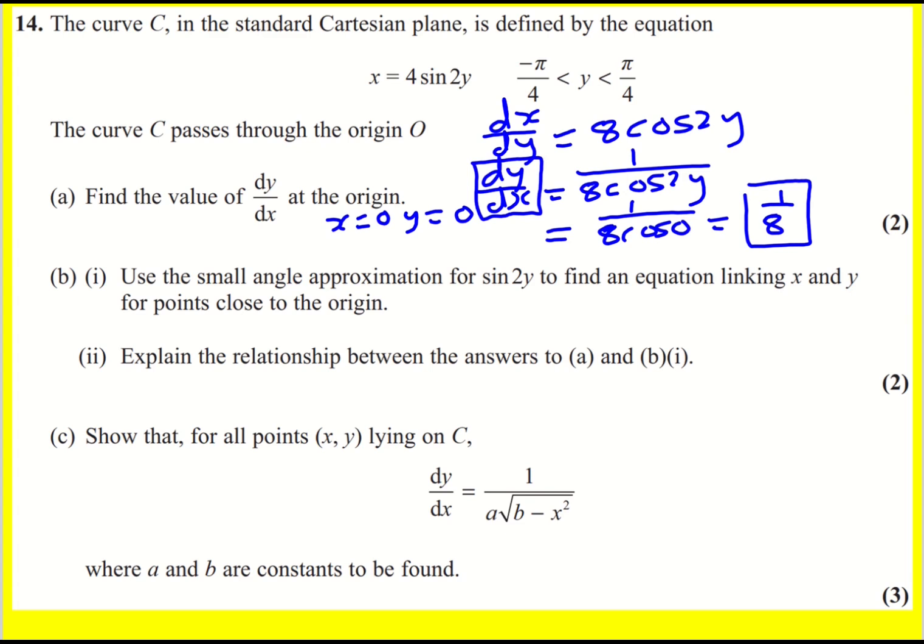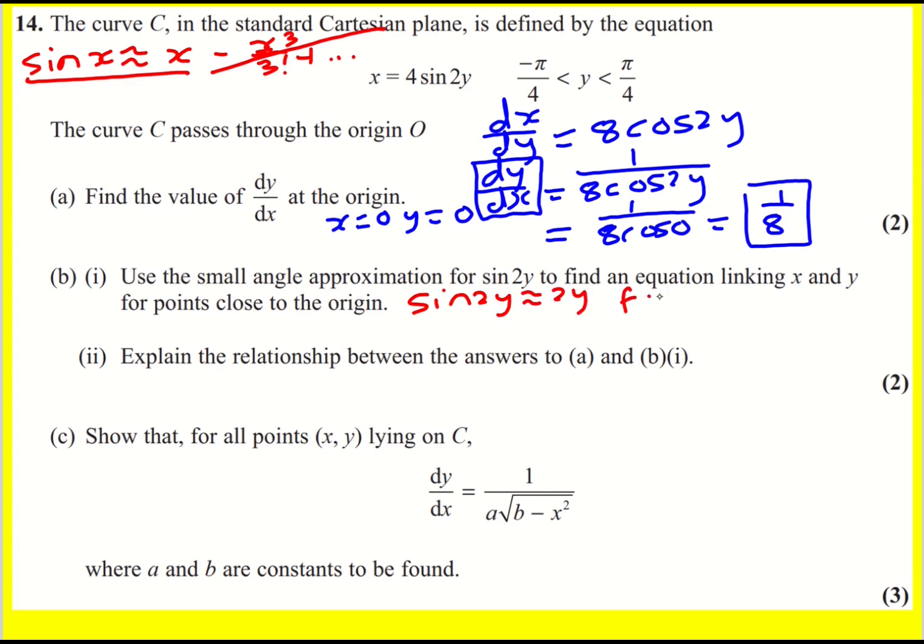Now I'll use a small angle approximation for sine 2y to find an equation linking x and y for points close to the origin. So this is given in the formula book for small angles. Sine x is approximately equal to x. There's actually an infinite expansion going on, but for small angles, they're not going to be relevant. So we just say it's approximately just x. And that means for small angles, sine 2y is going to be approximately 2y. Okay, because I've just replaced x by 2y.